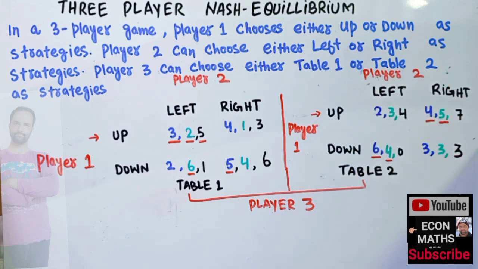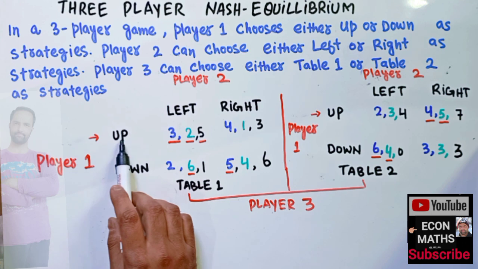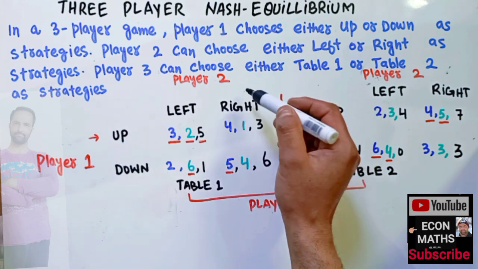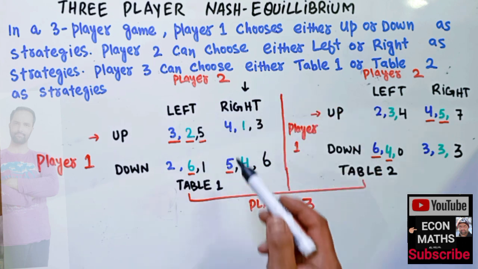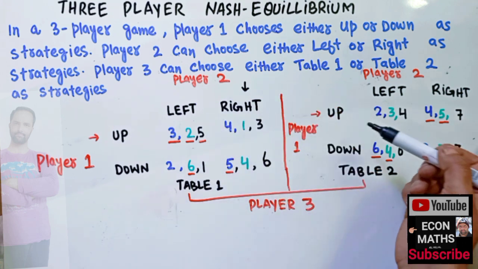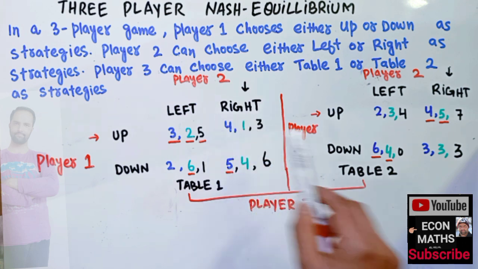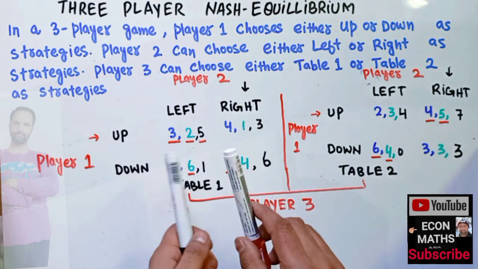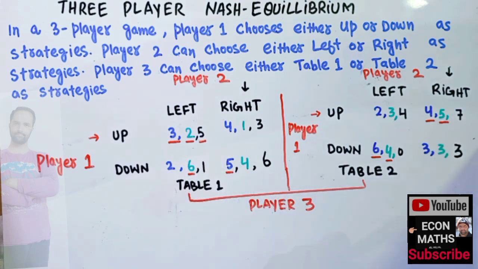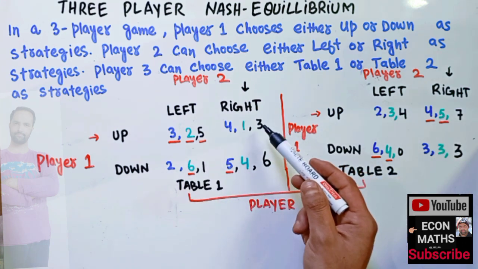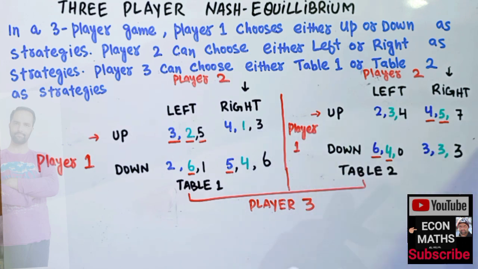Again let us say player 1 chooses to go up and player 2 chooses to go right, this very cell. Also here player 1 chooses up, let us say player 2 chooses to go right. What are the options for player 3? He has to compare this cell with this cell. He is choosing between table 1 and table 2. Here you can see going for table 1 gives him payoff of 3, going for table 2 gives him payoff of 7. Obviously he will choose going for table 2.